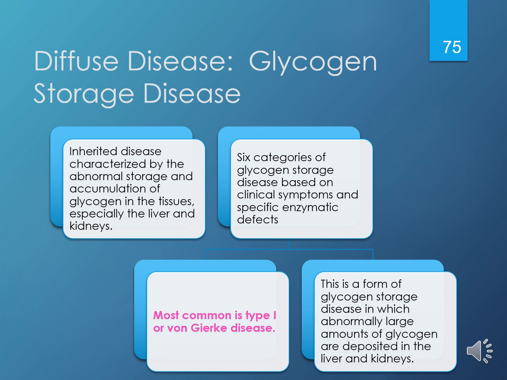So there's 6 different categories. The most common is type 1, which is von Gierke disease. It's a form of glycogen storage disease in which abnormally large amounts of glycogen are deposited in the liver and kidneys.